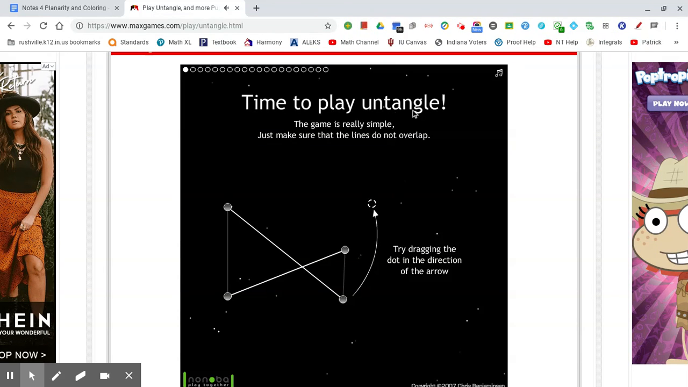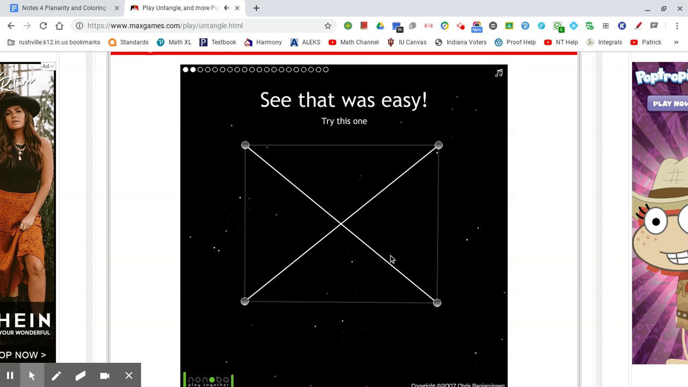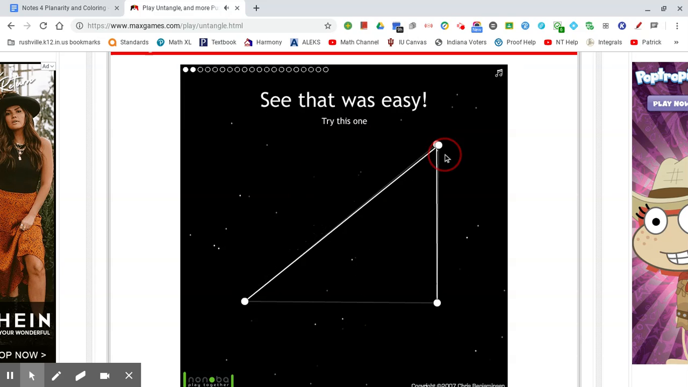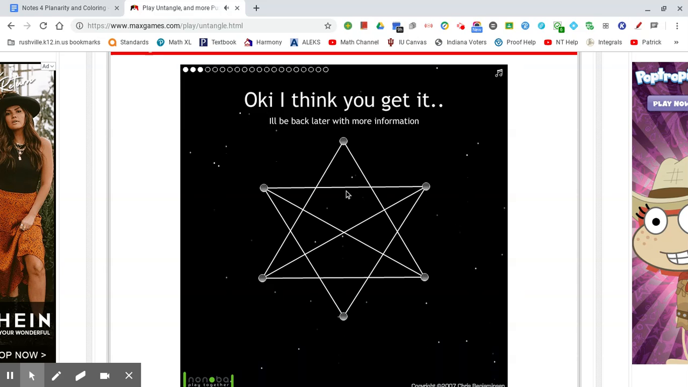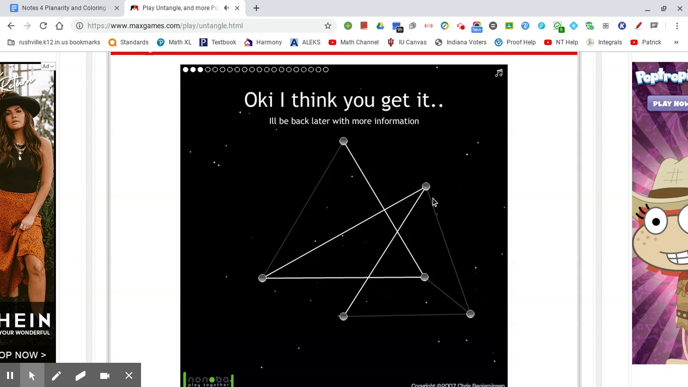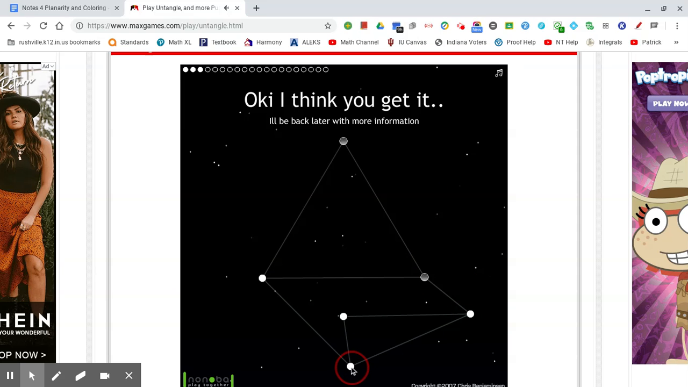I'm playing Untangle. The way this game works is I just have to make sure that the lines don't overlap. So I just need to move these dots, these vertices, around to make it so that they don't have any edges that cross. Hmm, let's see. Where could I put... there we go. Oh, this one looks a little bit harder. Where could I move this? Move this one.